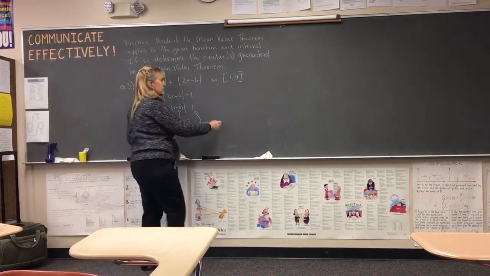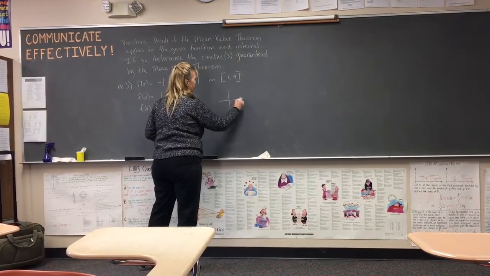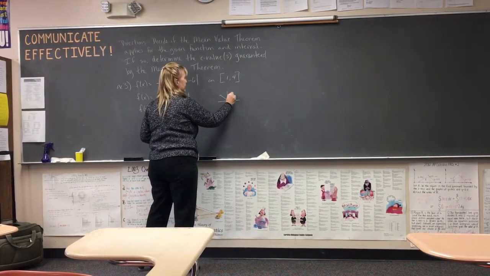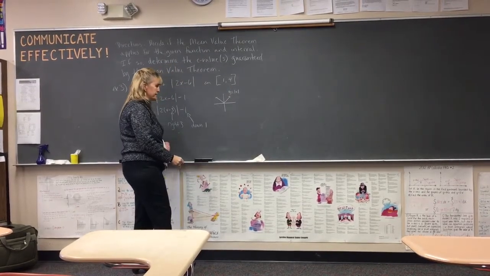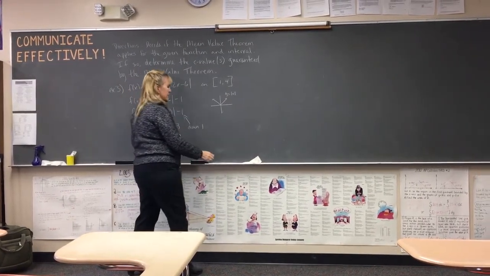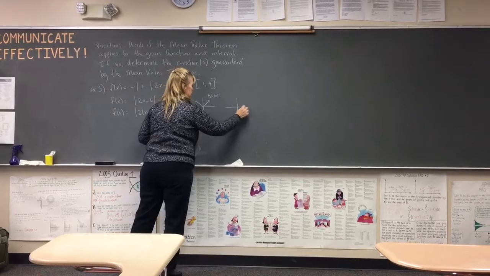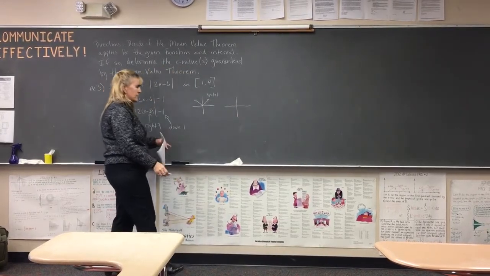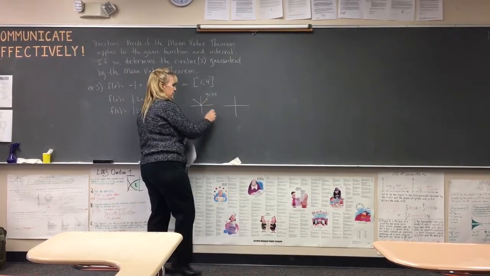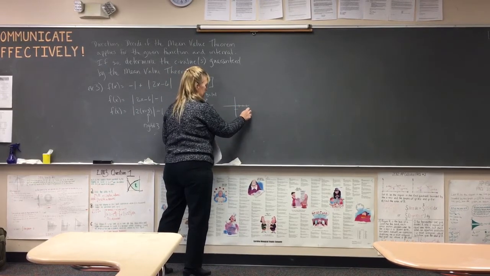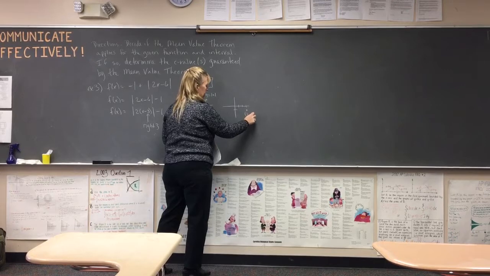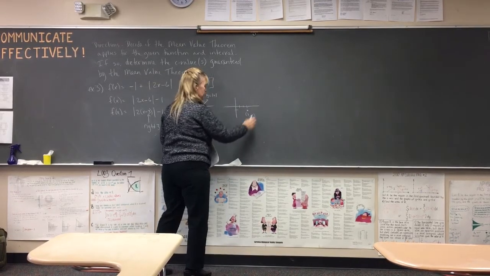So let's take a peek on the interval between 1 and 4. The absolute value of x looks like that in quadrants 1 and 2. Now I need to shift it to the right 3 and then down 1. Shift my vertex, shift the whole thing to the right 3, 1, 2, 3, down 1. This gives me a new vertex at 3, -1.